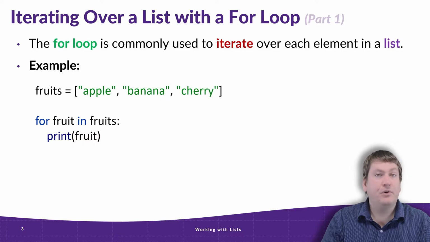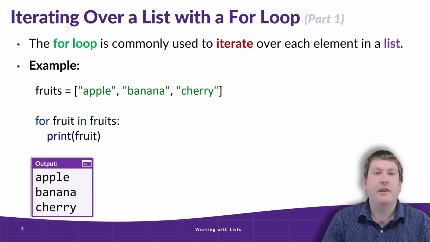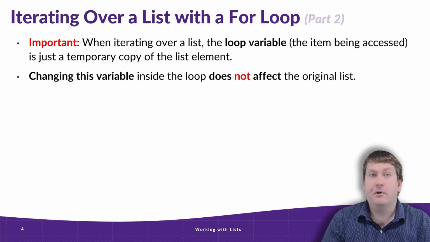This loop simply has a print statement that prints out the value of fruit. So this loop would run 3 times, and our output would be apple, banana, and cherry, which are the elements of the list. Now that's pretty straightforward so far, but there are some very important things we need to keep in mind while we're iterating over lists. And one of those is that the loop variable, in that last example was fruit, is just a copy of the value in the list. Editing that variable won't edit the list.